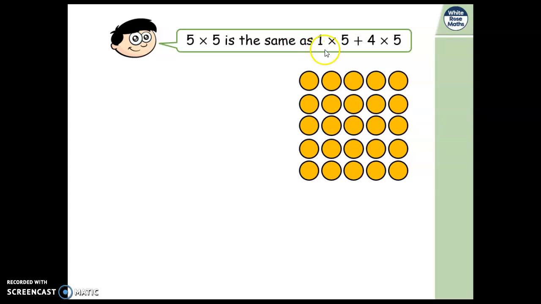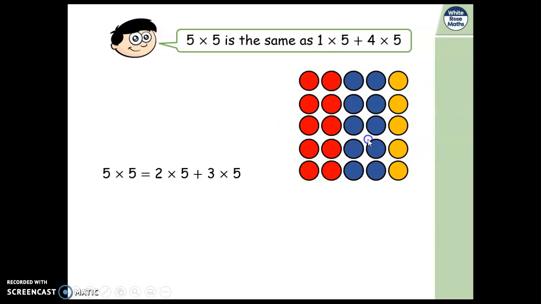5 times 5 is the same as 1 times 5 plus 4 times 5. So we've got 5 times 5 here. So then we've got 4 times 5 here, 4 groups of 5, and then 1 group of 5, so it is the same. 5 times 5 is 2 times 5 plus 3 times 5. So we've got 2 5s there and 3 5s there. 5 times 5 is the same as 2 times 5, which is there, plus 2 times 5, which is there, plus 1 times 5, which is there.